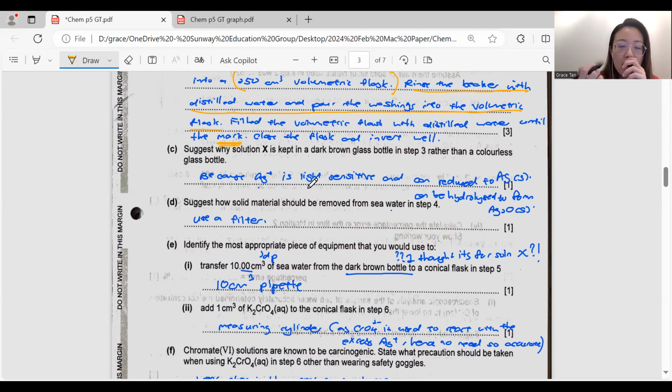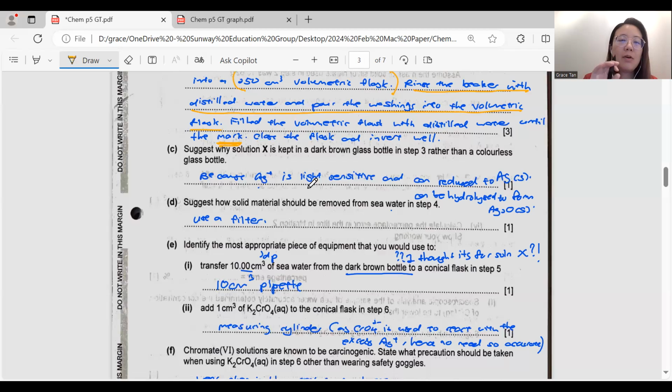Now, what does light do to silver ions? There are a few possible answers. Without thinking too much, maybe light can reduce your silver plus into silver metal, then you start to see some precipitation in the bottle. Or sometimes there is also hydrolysis of the silver nitrate into silver oxide. The silver oxide is a brown or black kind of precipitate.